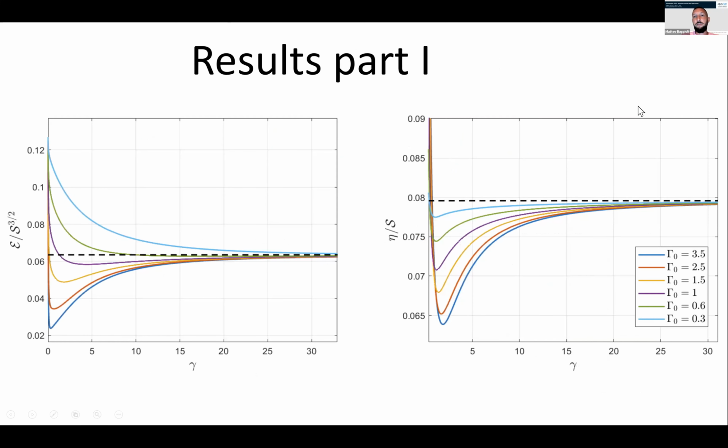Now let's go to the most interesting result. So the first interesting result that we found is the following. Here you can see two things. You can see the energy density normalized by a power of the entropy, the correct power of entropy. And you can see the viscosity divided by the entropy.